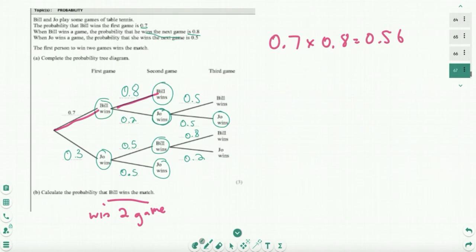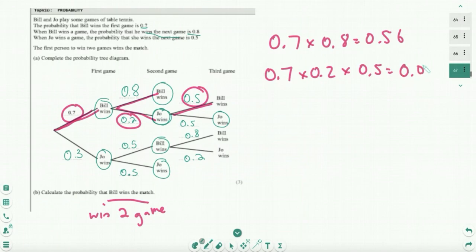What's another way he can win? Well, he can win, then Joe can win, and he can win again. So that's a win and a win. That's 2 wins. So you're going to combine these 3. So 0.7 times 0.2 times 0.5, which is 0.07.